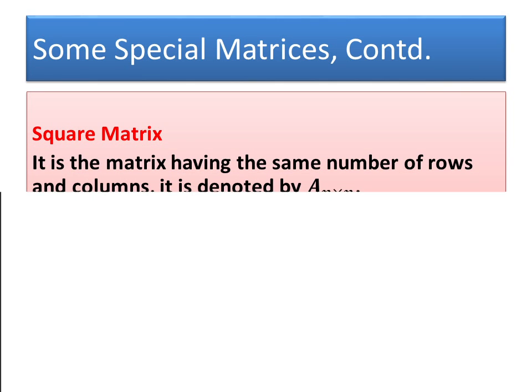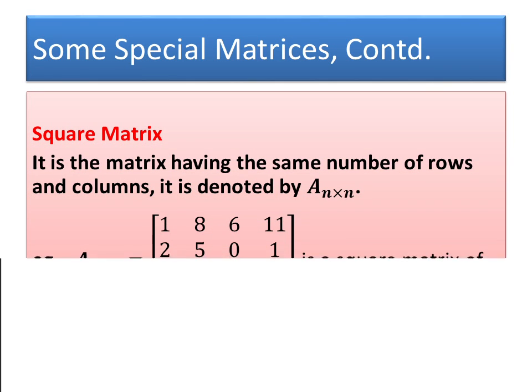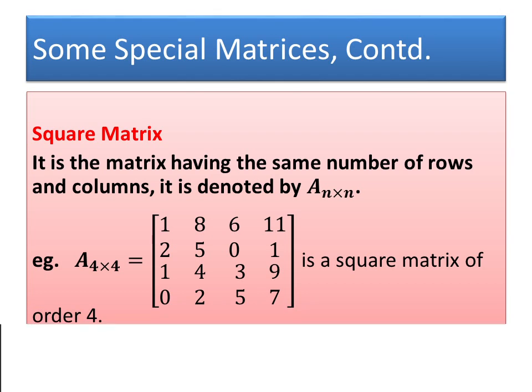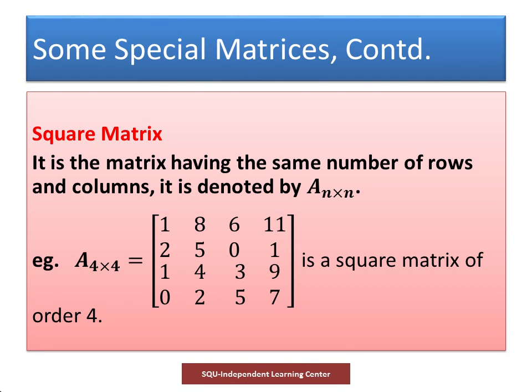Here we have the square matrix, which is a matrix having the same number of rows and columns. This is denoted by A sub n by n. For example, A sub 4 by 4 is given in front of us having 4 rows and 4 columns, and this is a square matrix of order 4.